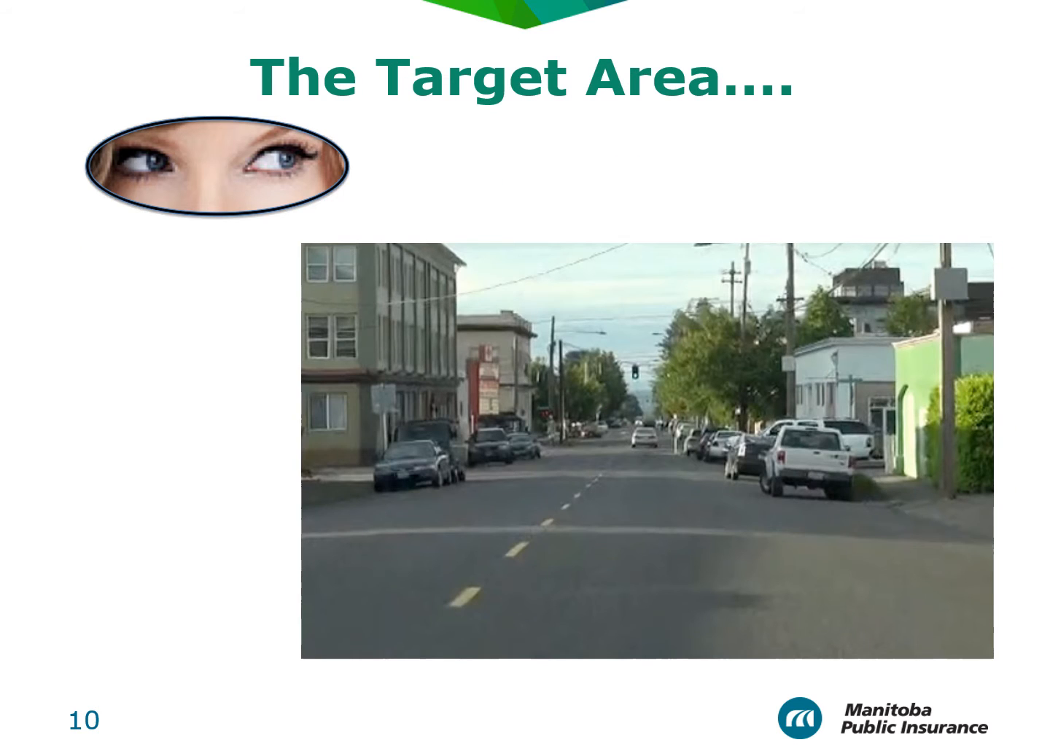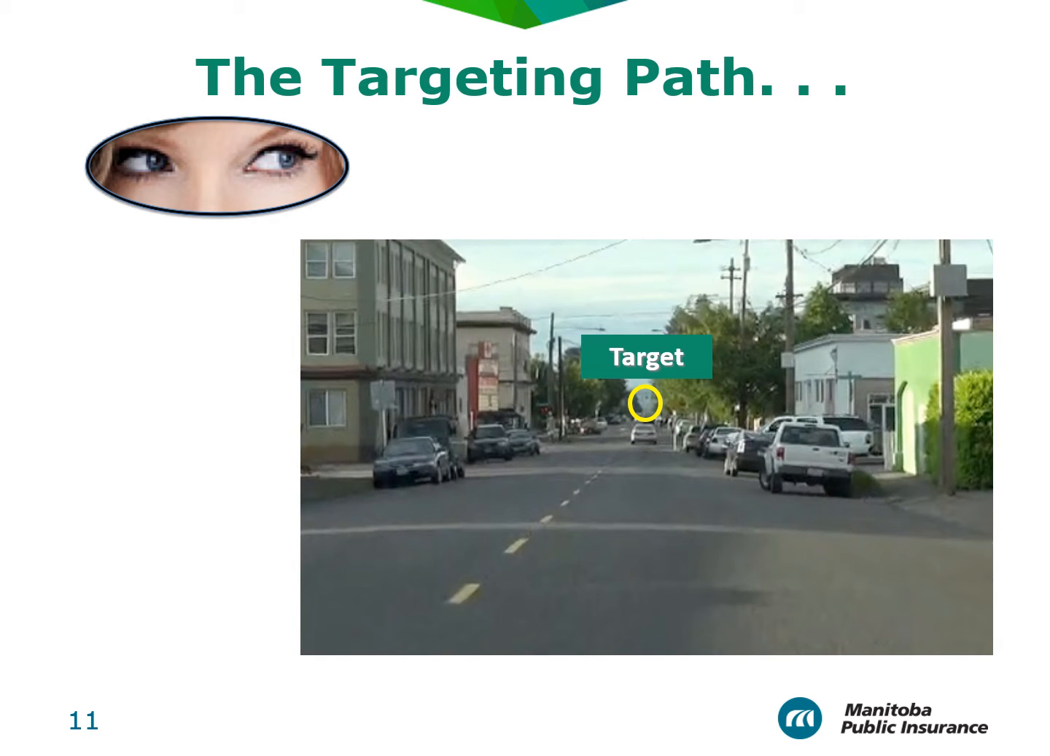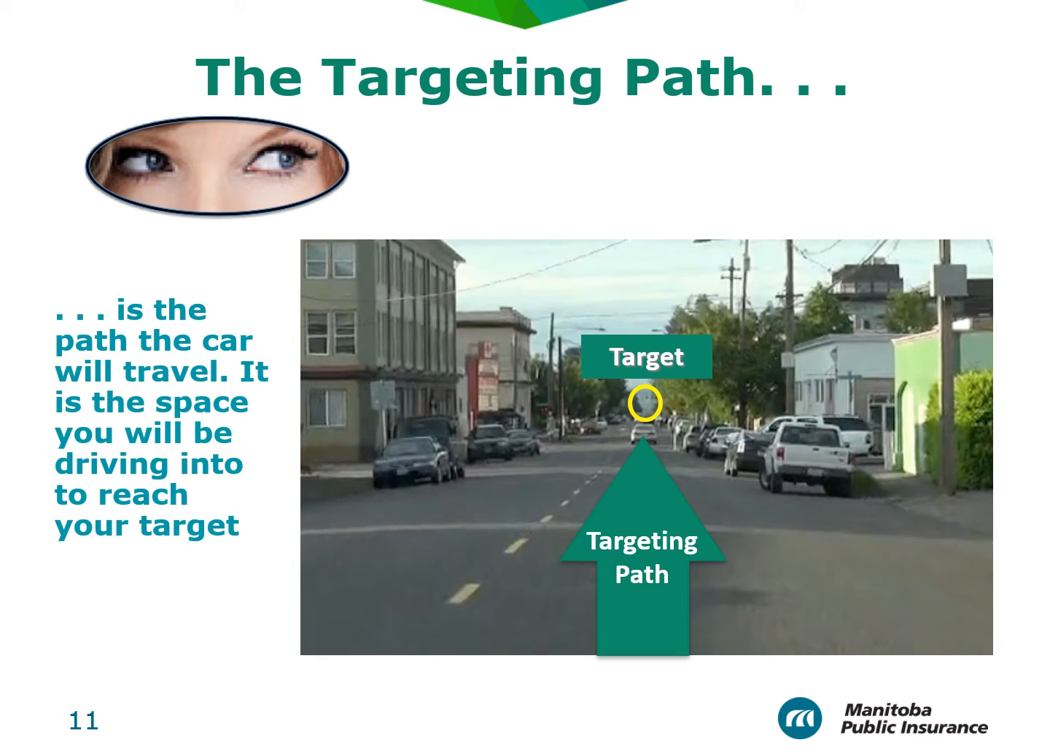The area around a target is known as the target area. It's the area to the left and the right of the target. This will become more important when we start dealing with the concept of effective visual searching, because once we gather information from there, we can begin making timely and informed decisions. The targeting path is the path a vehicle will travel if we continue to look and steer toward the target. It's the area we need to manage to avoid conflict and crashes.